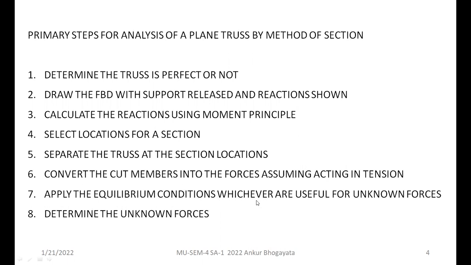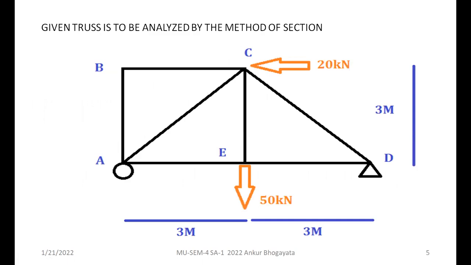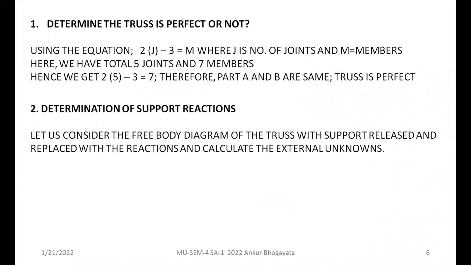Now let me bring you to the numerical. So this is a very old numerical, very familiar numerical. Earlier we have solved this by method of joints. Now let's see how to use method of section on the same. Without going into the detail, let's do the initial job, that is calculation of the perfectness of the truss. Earlier we have done this, so we know that it is a perfect truss.